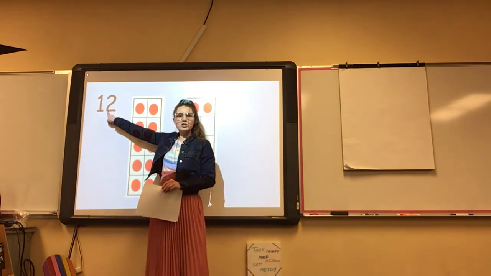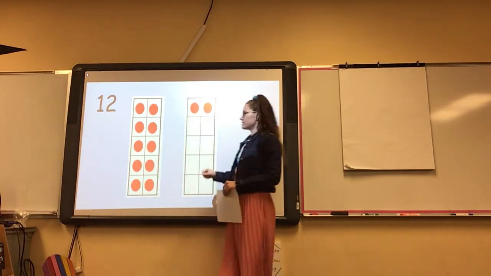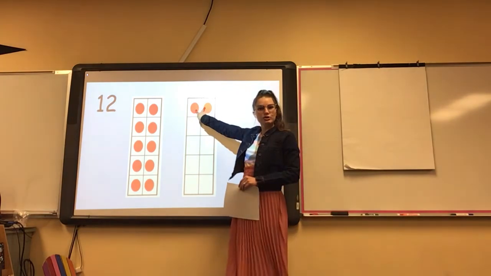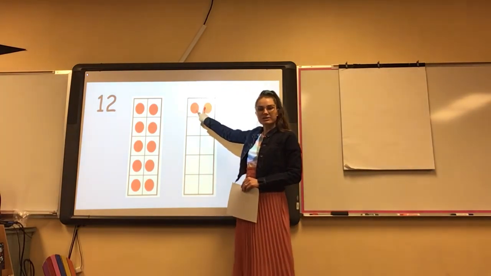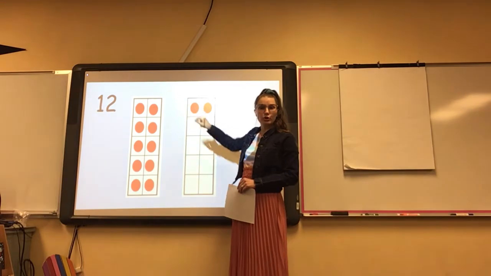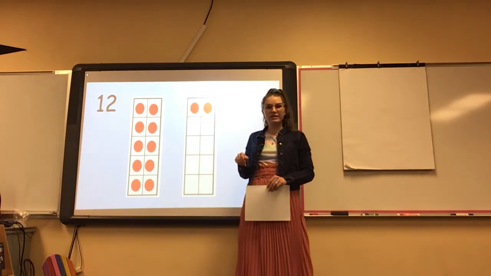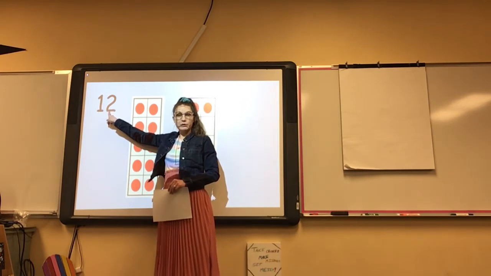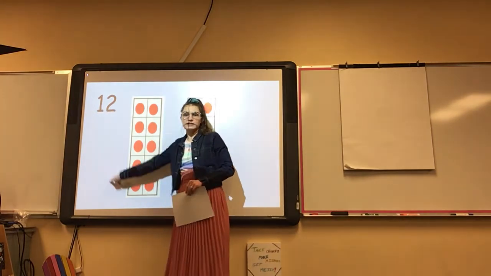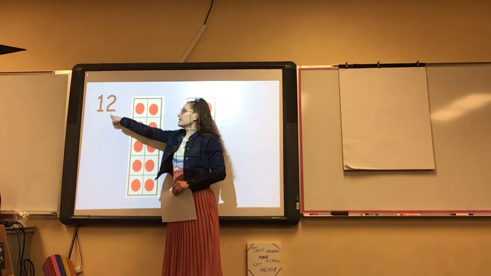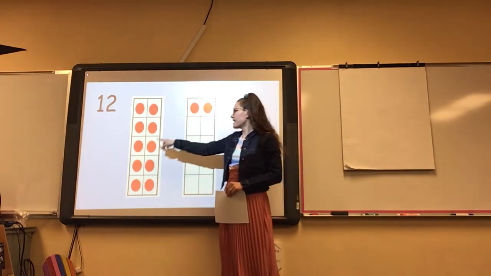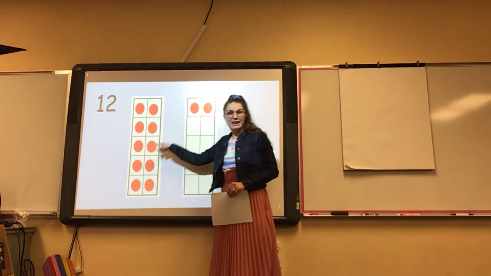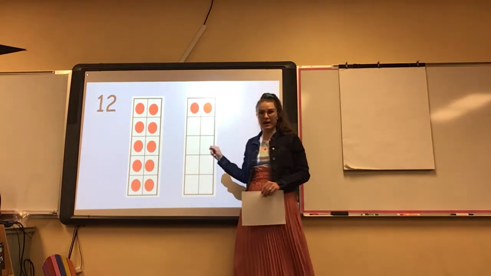Then we have the digit 2. That's in the ones place. Look at this ten frame. It's not full. It only has 2 counters in it. That means there are 2 extras, or 2 in the ones place. So our digits 1 and 2 make 12 because we have 1 full ten frame here and 2 extras. 10 and 2 make 12, or 1 full 10 and 2 more make 12.